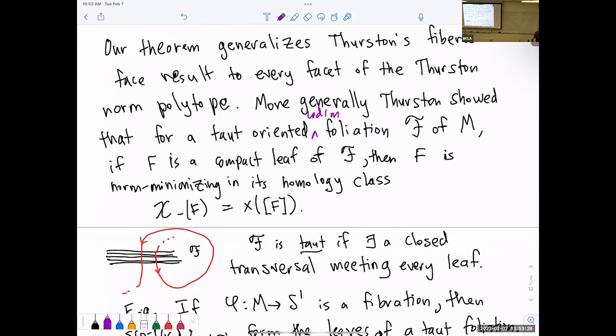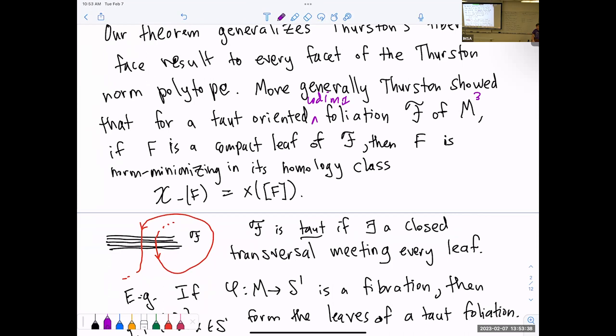So a surface foliation of a three-manifold, if you have a compact leaf of that foliation, then that leaf is norm-minimizing in its homology class. So I believe that was sort of the motivation for introducing this norm. So in other words, chi minus of F is equal to the Thurston norm x of the homology class of F.